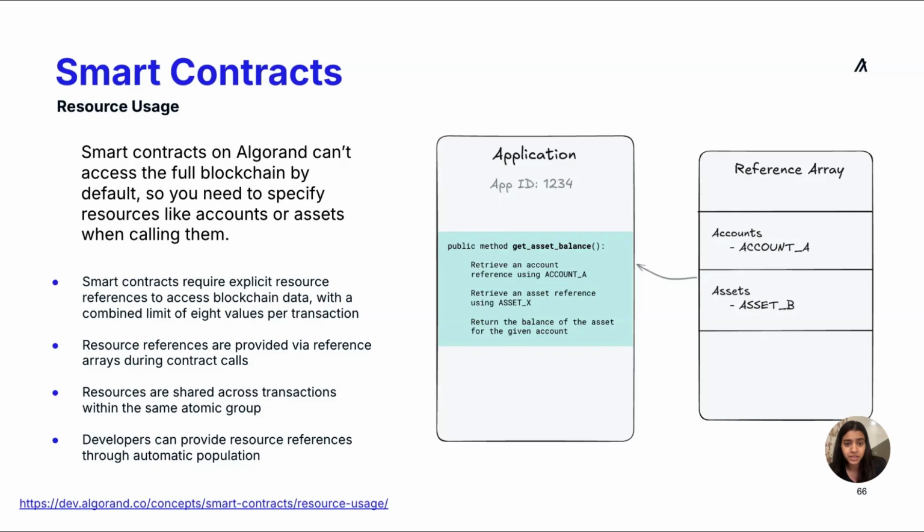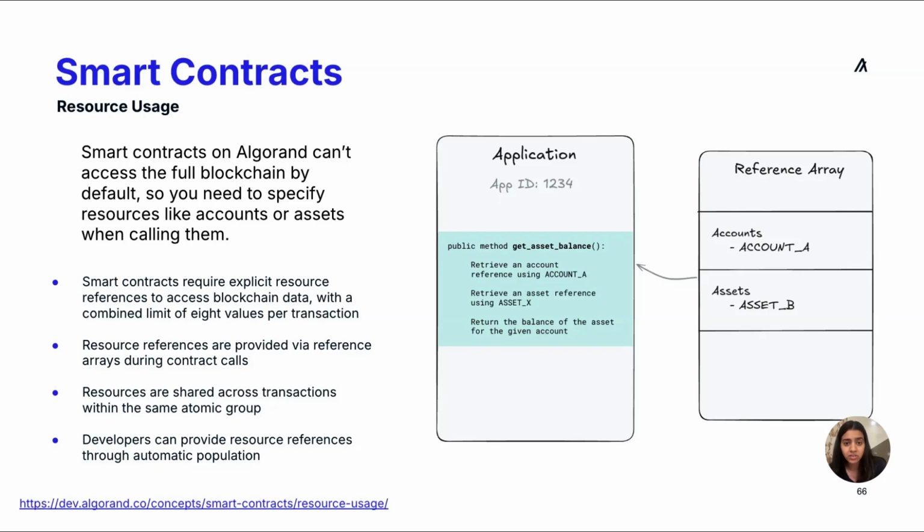It's the resource usage. Smart contracts on Algorand can't just access any data on the blockchain whenever they want. Instead, you need to tell them ahead of time what resources they will need to look at. Let me give you an example.